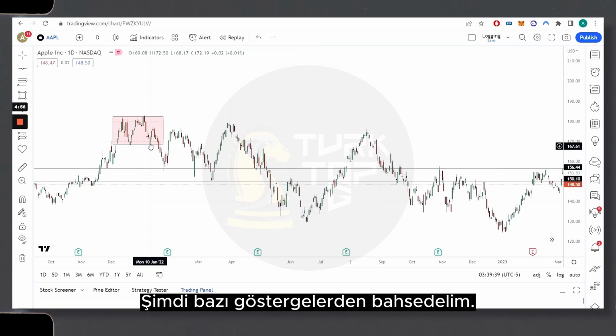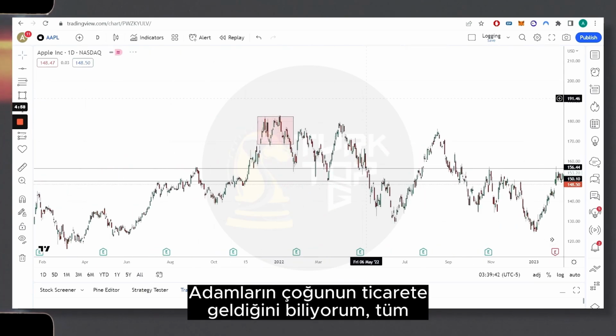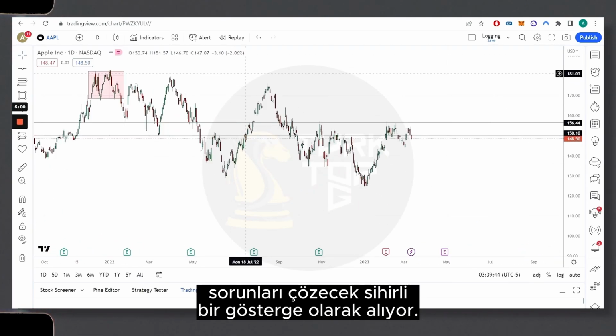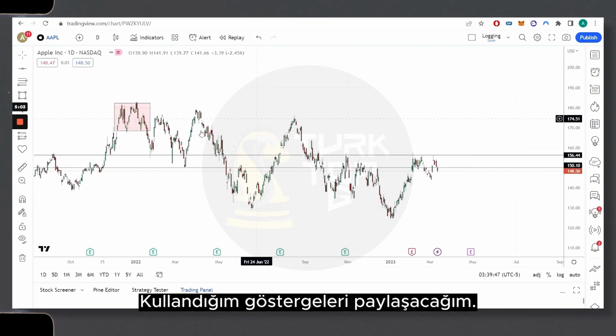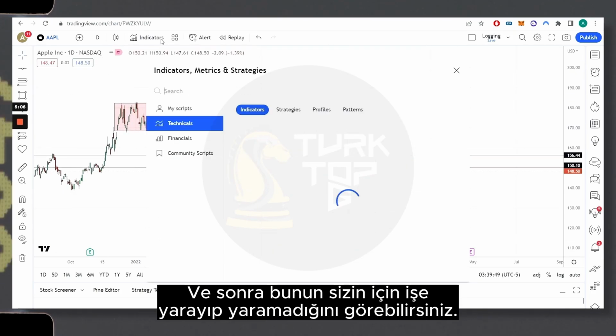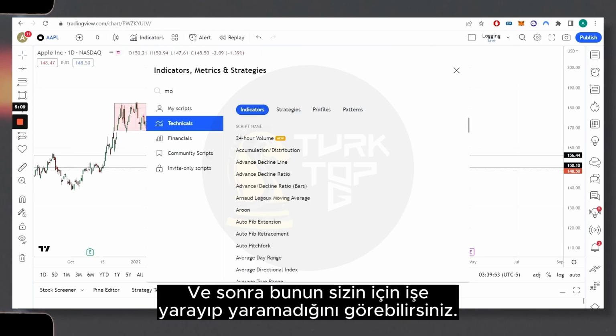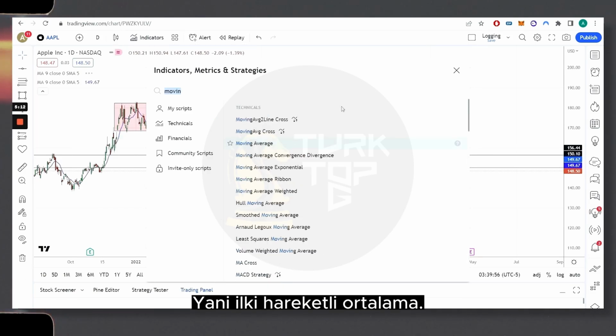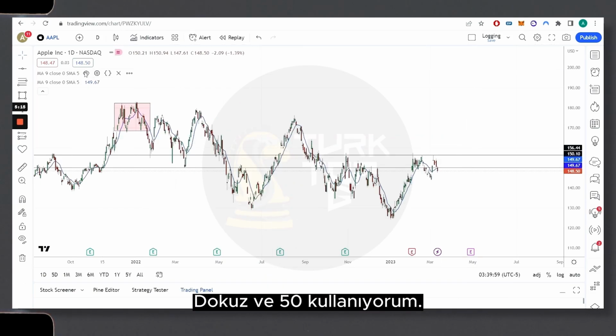Now let's talk about some indicators. I know most of the guys come into trading thinking there's a magic indicator that will solve all their problems. That's usually not the case. I will share the indicators that I use and then you can see if that works for you or not. The first one is moving average. I use two kinds of moving averages. I use 9 and 50.